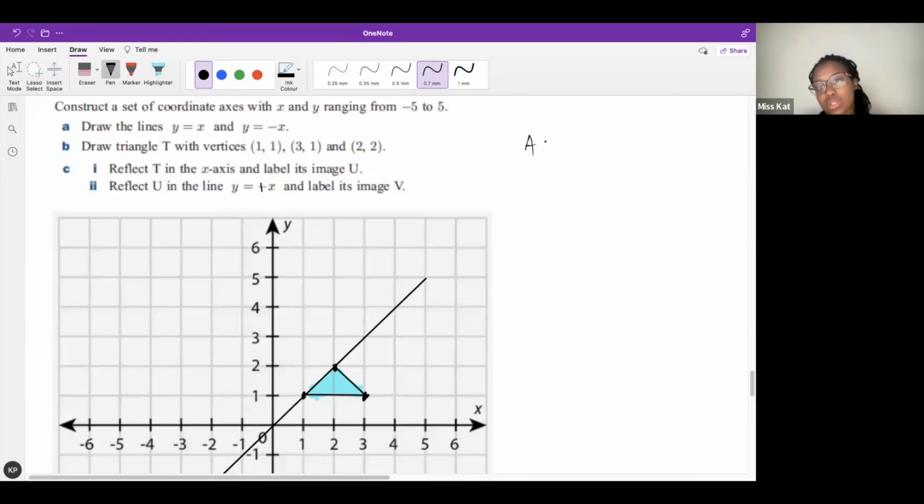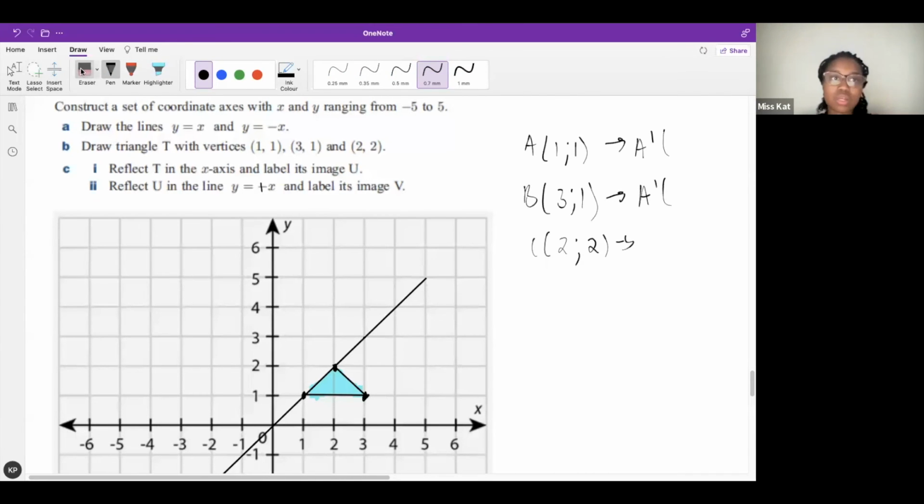So I'm going to name my coordinates. A was 1, 1. B was 3, 1. And C is 2, 2. So now we need to get our new coordinates for our new triangle. Okay, so what's A prime? Remind me again the rule for reflecting on the x-axis. Which one changes signs? We're reflecting on the x-axis. Which one changes? Nice, the y. So then my new coordinates are what? What's A prime?